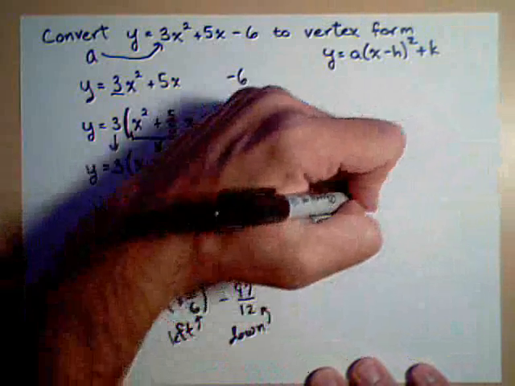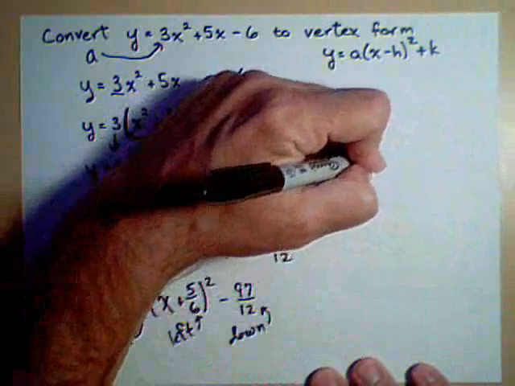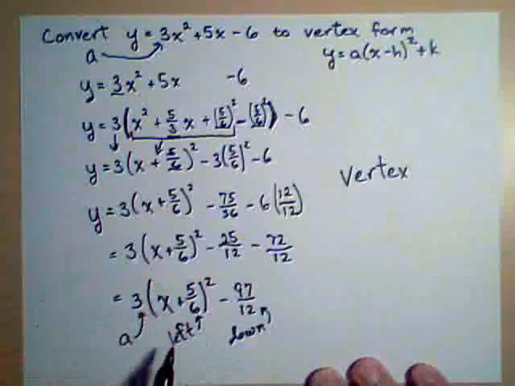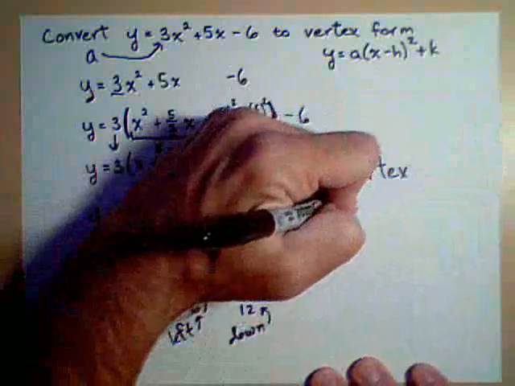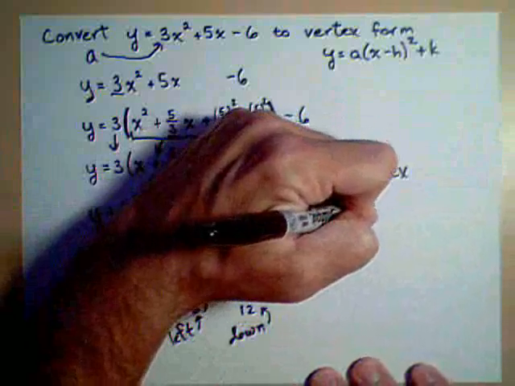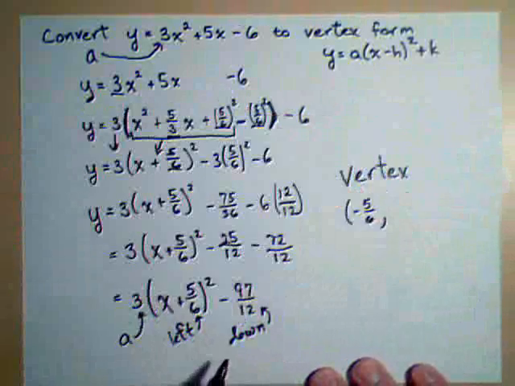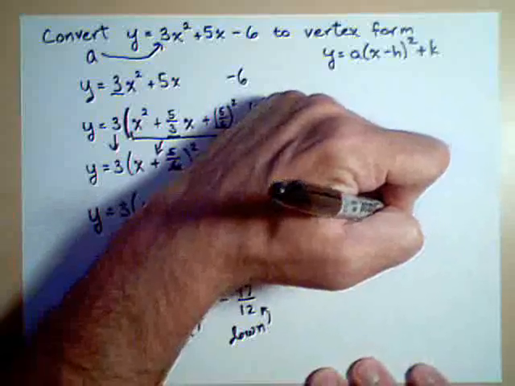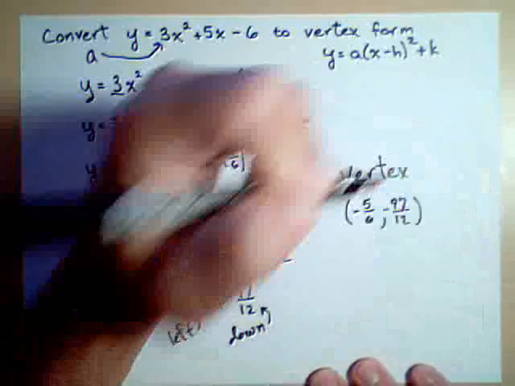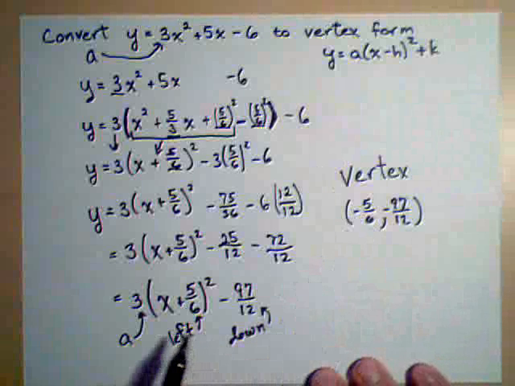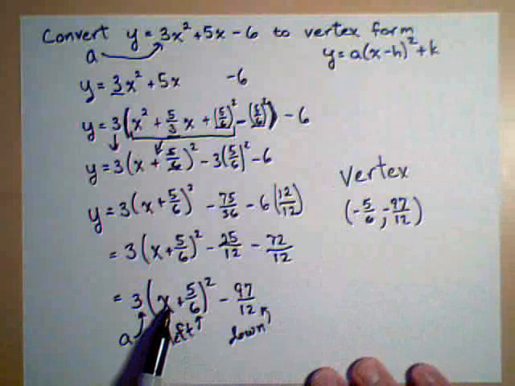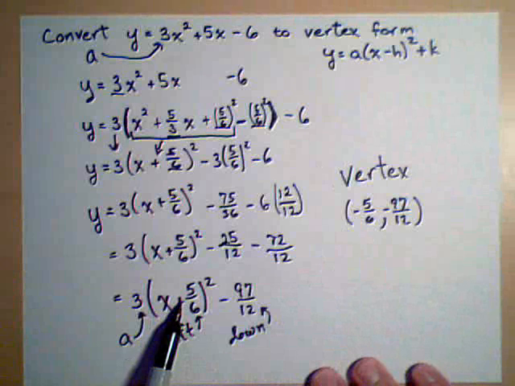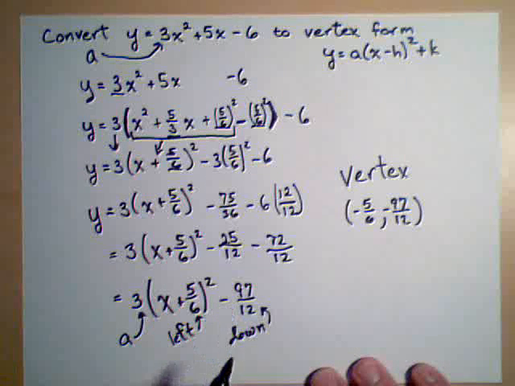So in identifying the vertex, it's just a shift left of 5/6. So the x-coordinate of our vertex would be negative 5/6, and a shift down of 97/12, so negative 97/12. Notice when we pull out the vertex, we change the sign on the inside, but not on the outside. So when you're pulling the vertex out of your vertex form, remember, change the sign on the x-coordinate, but not the y-coordinate.